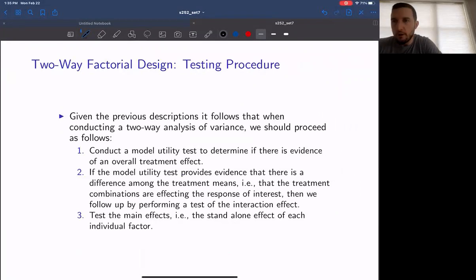Okay, so in a two-way ANOVA analysis, we would start off by running the model utility test. If the model utility test gives evidence of a treatment effect, so if we reject the null hypothesis in the model utility test, then we would run a test of the interactions. And then if the test of interactions rejects the null hypothesis, we would then test the main effects. And then following from those 3 tests, we would then compute the multiple comparisons for the interactions or for the treatment combinations or the main effects, depending on which null hypotheses we reject in that testing procedure.